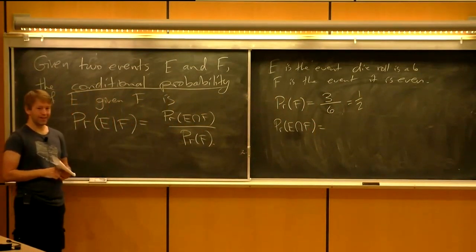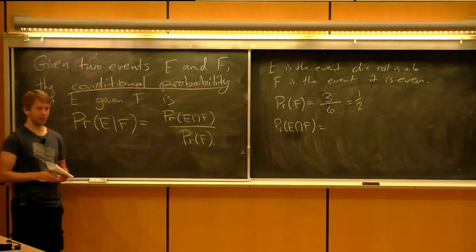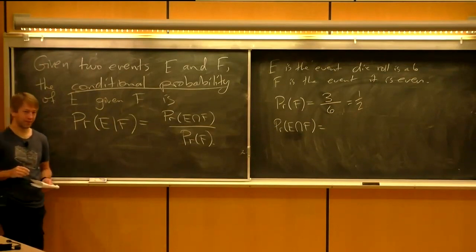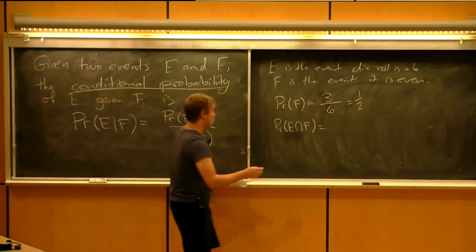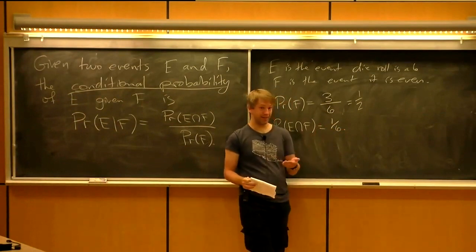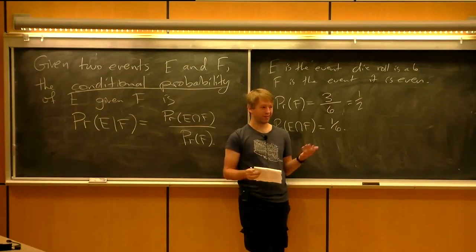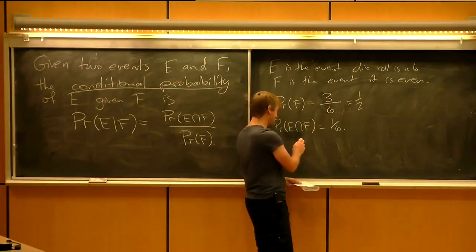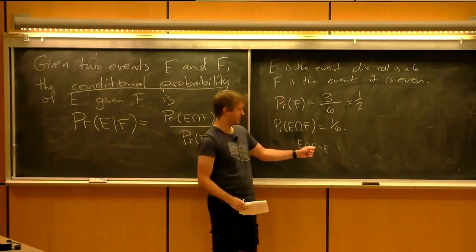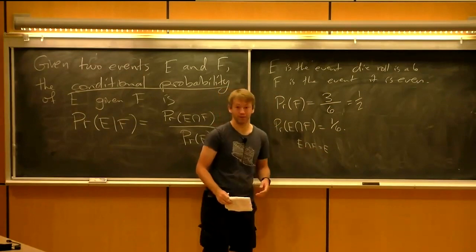Can anyone see what probability of E intersect F is going to be? It's kind of a weird one. So it's the probability it's a 6 and it's even. Yeah, 1 over 6. It's kind of confusing though, because if it's a 6, you already know it's even. So the F here doesn't really affect anything. In this case, E intersect F would just equal E, because if I know it's a 6, then it's already even, so it doesn't make a difference, right?